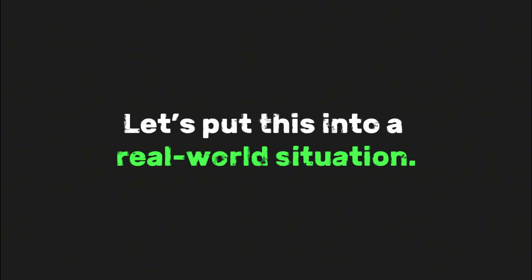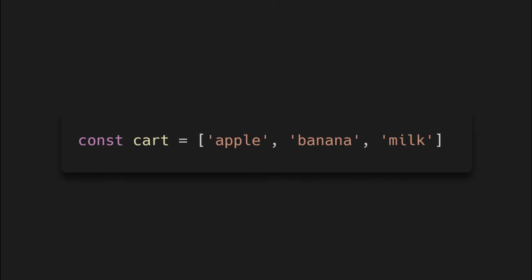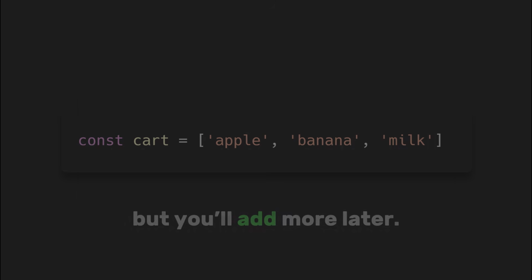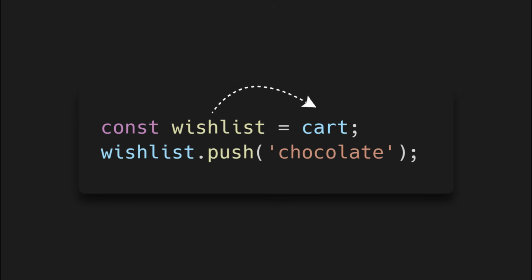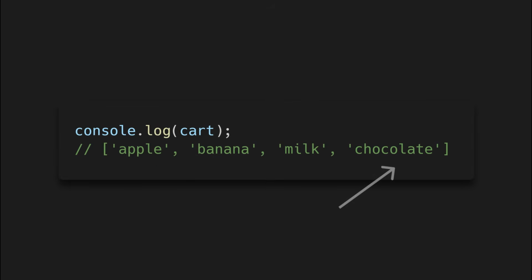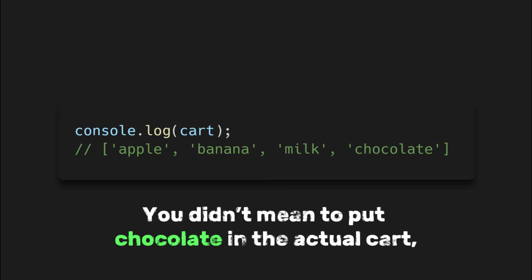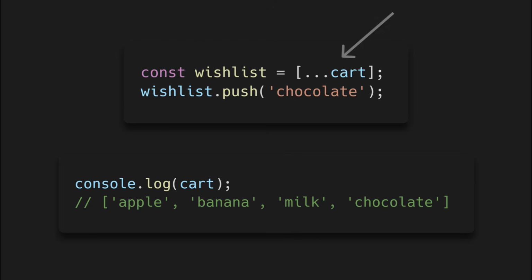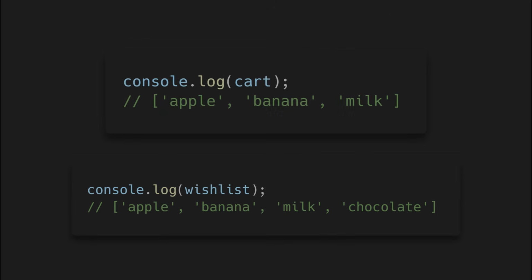Let's put this into a real-world situation. Imagine you're coding a shopping cart. You want to create a wish list with the same items, but you'll add more later. If you copy by reference, it's like pointing your wish list to the cart. When you push an item into the wish list and then log the cart, you'll see it there too. You didn't mean to put chocolate in the actual cart, but it happened because they were linked. If you use the spread operator instead, now wish list is separate, so adding chocolate there doesn't touch cart.